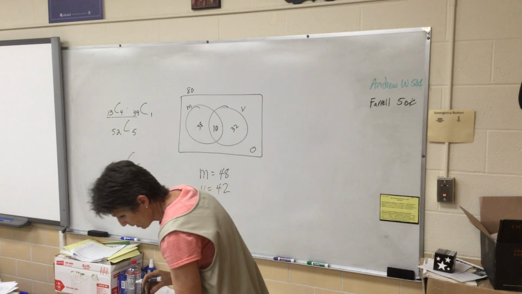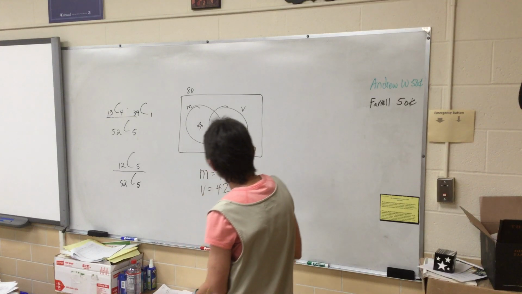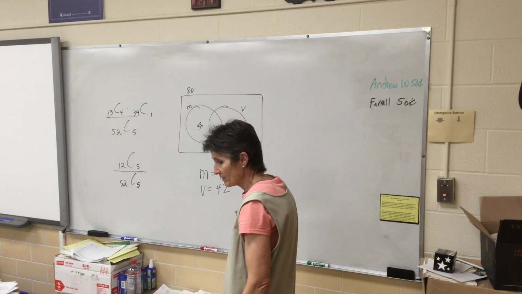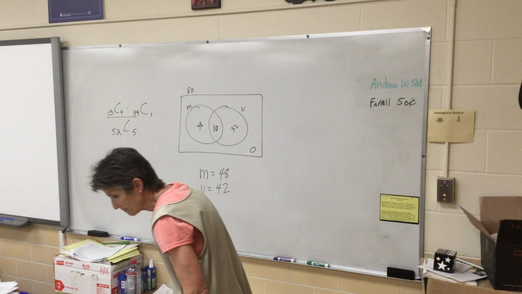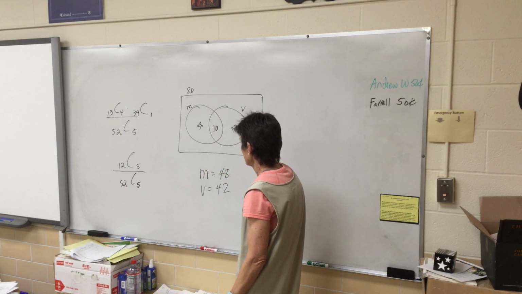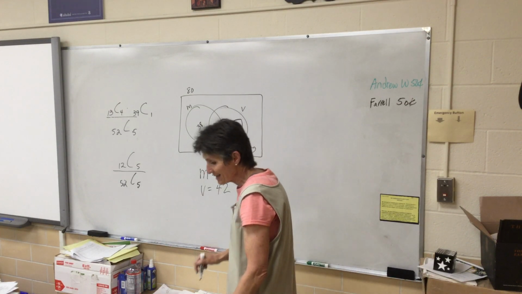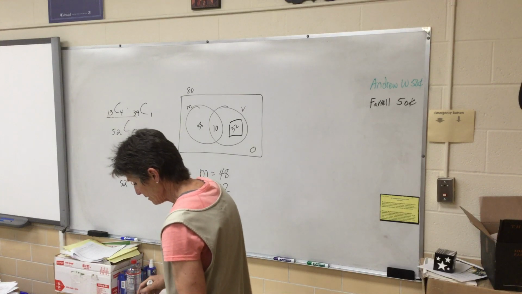Now I can answer the question, how many like only vectors? What's the answer to the question if they like only vectors? 32. Yep, so 32 is the answer to the question. Those people right there like only vectors.